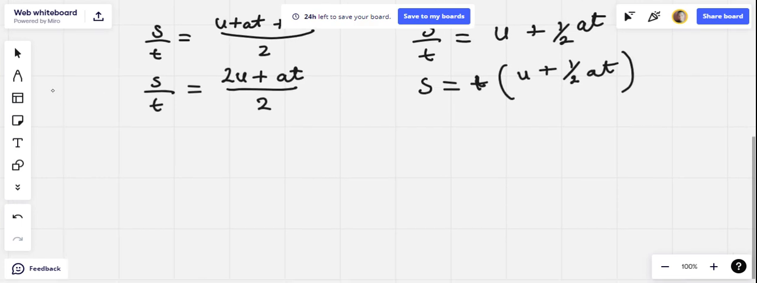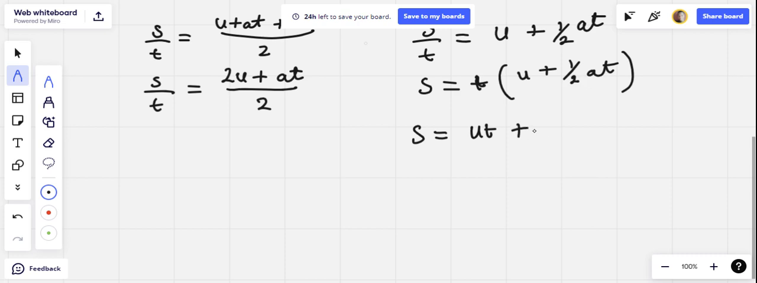So when you do that, you have that s will now equal t times u, that will be ut. t times at will be plus at squared, with the half. So that's how you derive the next, or you can say the third equation of uniform motion. So here what it means is displacement equals what? ut, which is initial velocity times time, plus a half of what?